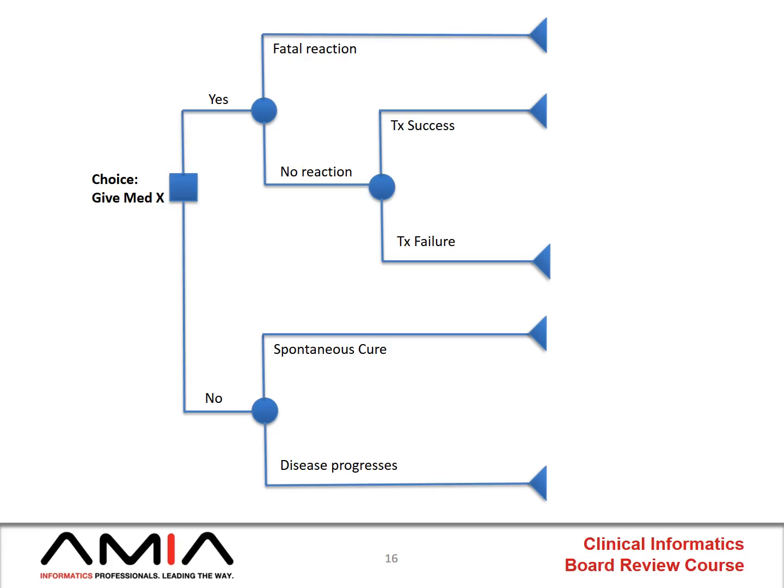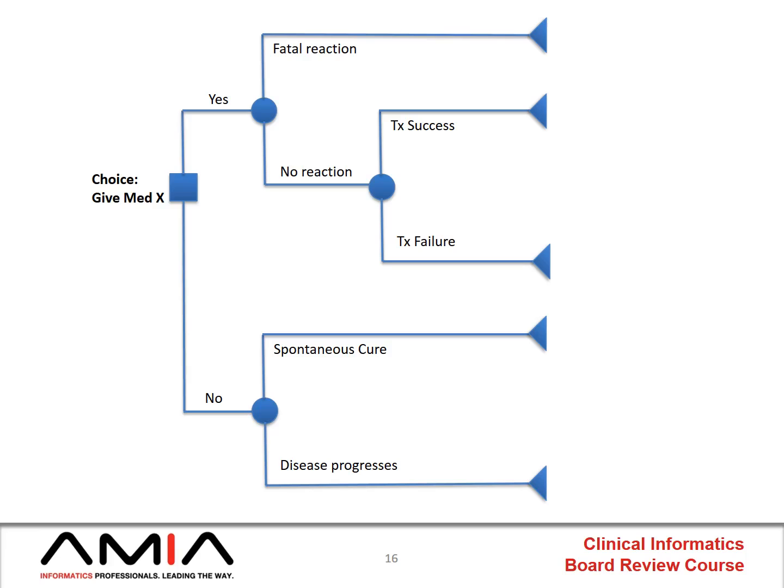Similarly, at the top, if you give the medication, there's another chance node, the first chance node you reach, which is that risk of the 10% fatal reaction listed at the top. And if you go on to survive, not get the fatal reaction, additionally, there's a new chance of treatment success or treatment failure represented by the second sort of nested chance node, the second circle there.